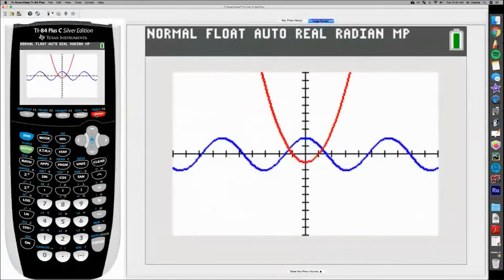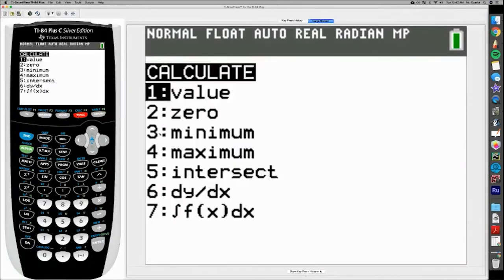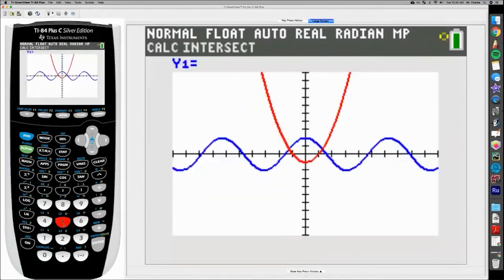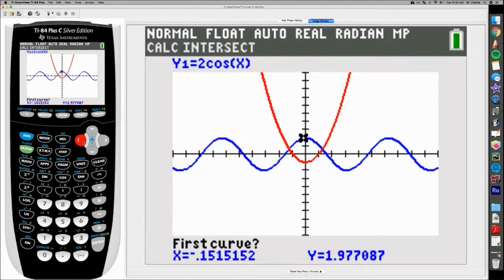So let's go back to the graph. To figure out where they intersect, what you need to do is hit second, trace, and it brings you to this screen right here. You're going to need this fifth choice, intersect. So I'm going to hit 5. Now it brings you to this screen right here, and it says first curve. We want the first curve to be the blue. You can change the first curve to red, but I wouldn't. And we want to find this intersection over here. So I'm going to move the cursor closer to that one.